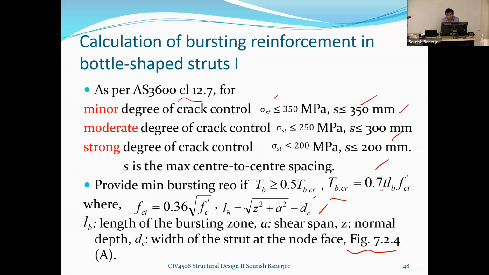If you have a bottle type unconfined stress field, then you have to provide bursting reinforcement in order to prevent the bursting or splitting failure. Now, what we are saying is if the bursting force is greater than or equal to 0.5 times the critical bursting force, which is given by this, then you have to provide the minimum reinforcement. We'll come into that. Now, these are some standard notations we have used.